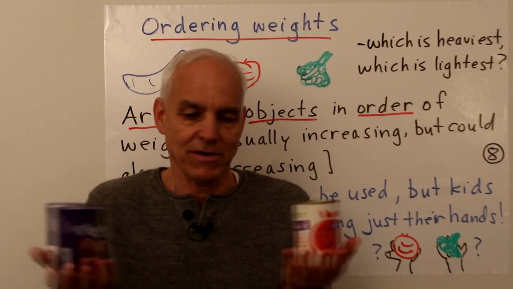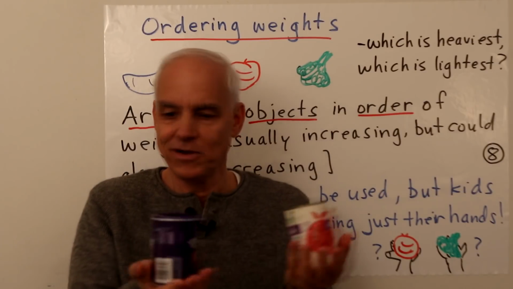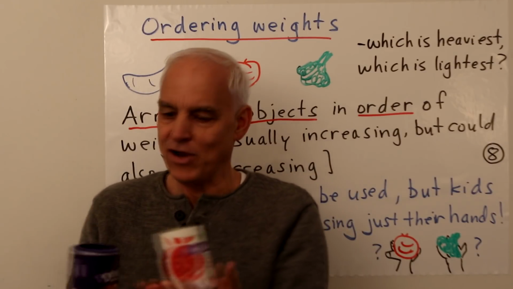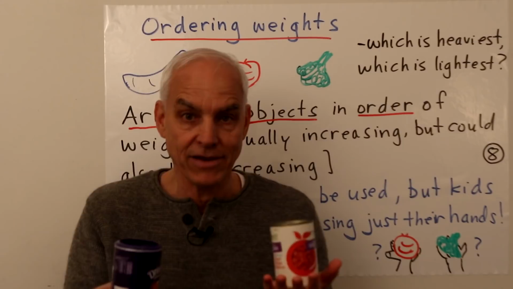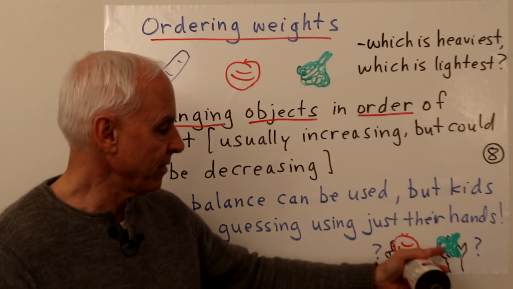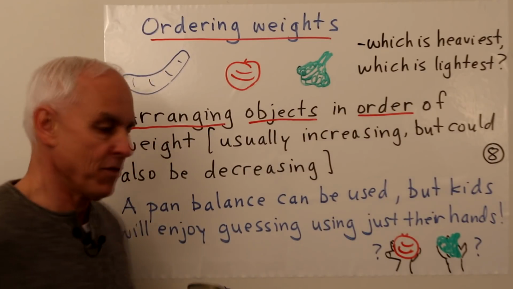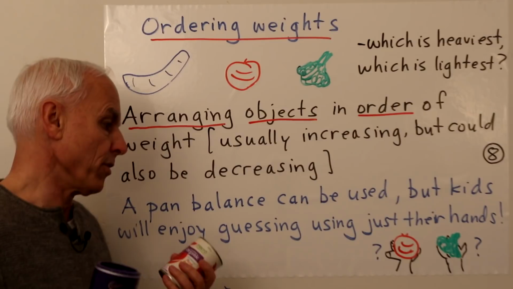So you can have half a dozen different objects, and you can just ask kids to arrange them in order just by weighing them with their hands even. Okay? Tomato, or apple, I guess. Broccoli, which one is heavier? And then arranging the fruit in order of weight.